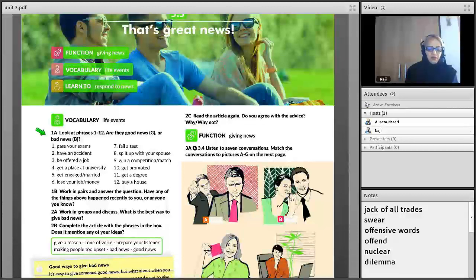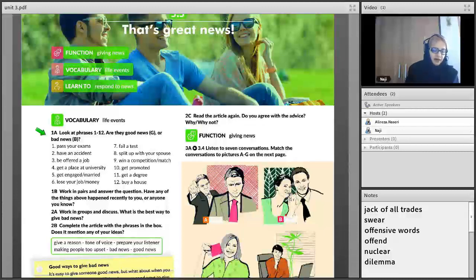Win a competition or match, definitely good news. Get promoted, good news. Promoted is an adjective, means to get to a higher position at work. Get a degree. Good news. Buy a house is a piece of very good news. Has any of these things happened to you recently? I hope that at least some of these good news have happened to you.